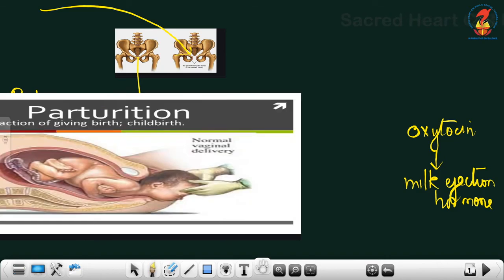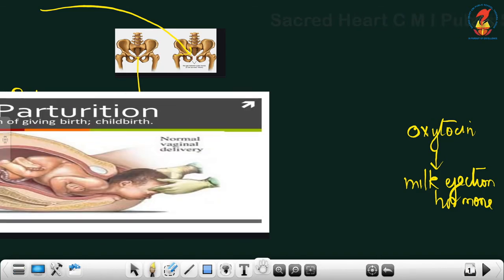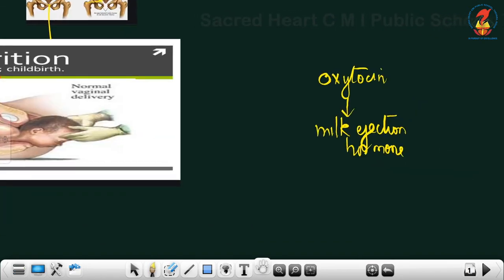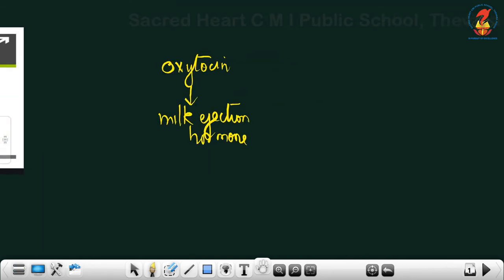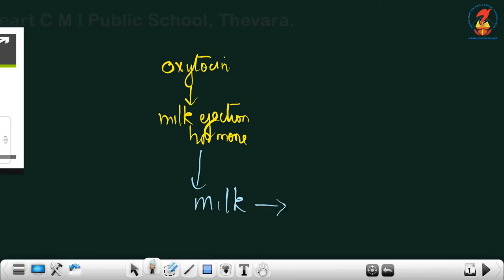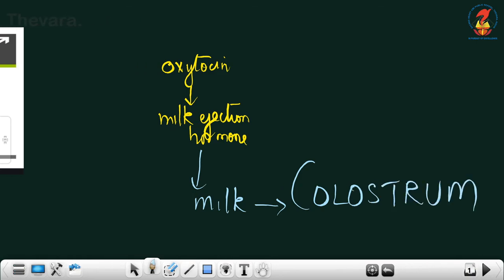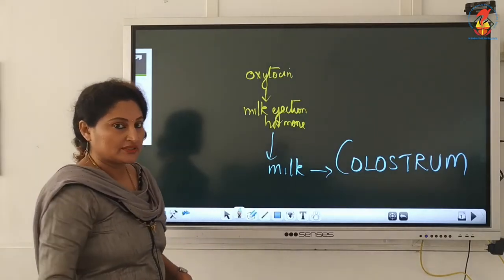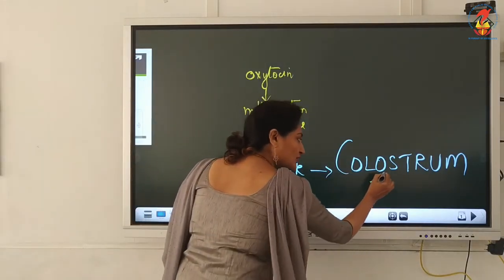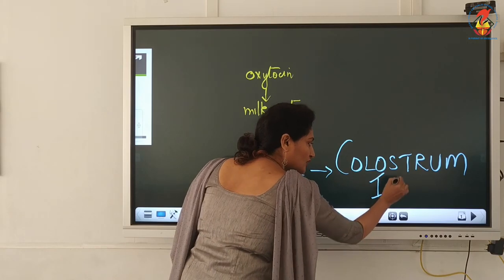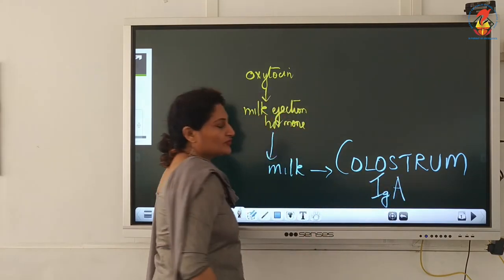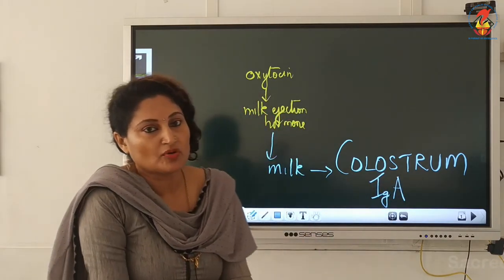And a very important thing you must remember is that the milk produced in the initial days is very important, and that milk is called colostrum. This colostrum is yellow in color. It is rich in antibodies, and specifically which antibody? IgA, immunoglobulin A, which is very necessary to protect or defend the body from diseases.